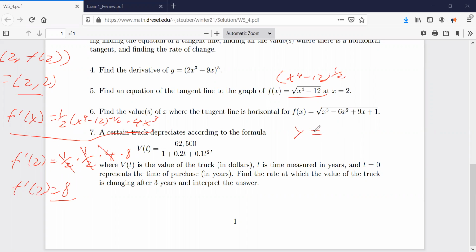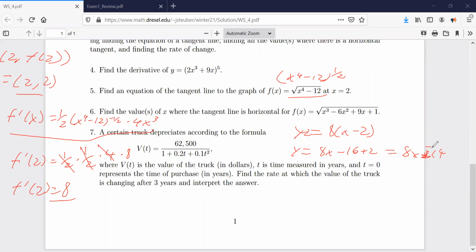So y minus 2 is equal to 8 times x minus 2. And then I have y is equal to 8x minus 16 plus 2, equal to 8x minus 14. Sorry, minus 14. Does that make sense to everyone?